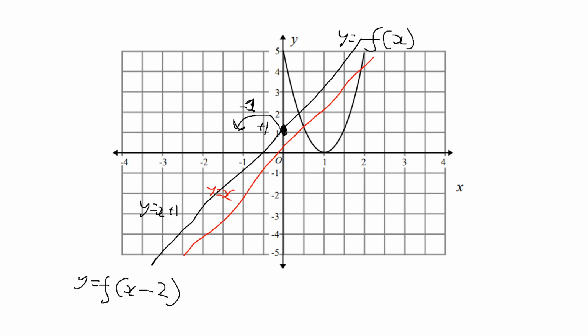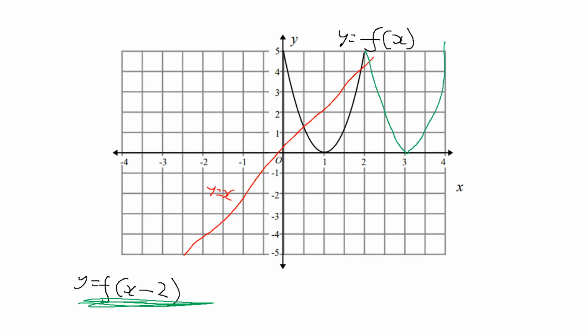So therefore, using that same logic, I'm going to make this in green. We're going to shift this parabola to the right by 2. So this is y equals f of x minus 2.